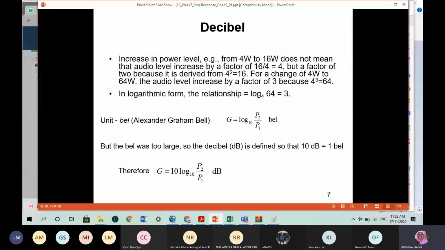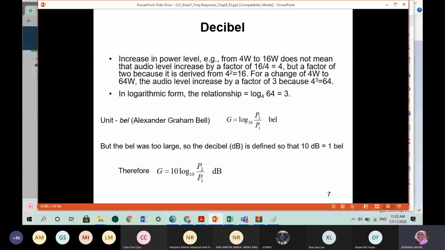Consider an increase in power level. For example, from 4 watts to 16 watts. This does not mean that the level increased by a factor of 16 over 4, which is 4, but actually by a factor of 2, because 4 to the power of 2 is 16. For a change of power from 4 watts to 64 watts, it is increased by a factor of 3, because 4 to the power of 3 gives you 64. In logarithmic form, log base 4 of 64 equals 3.